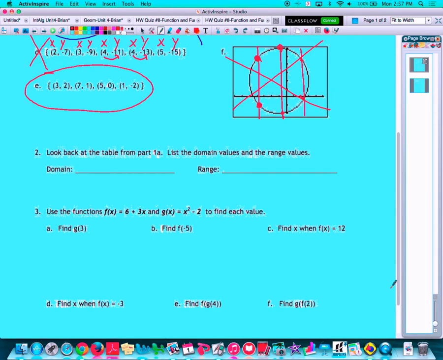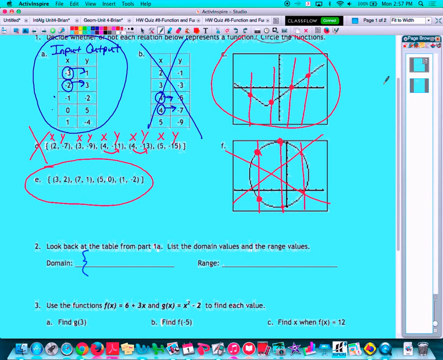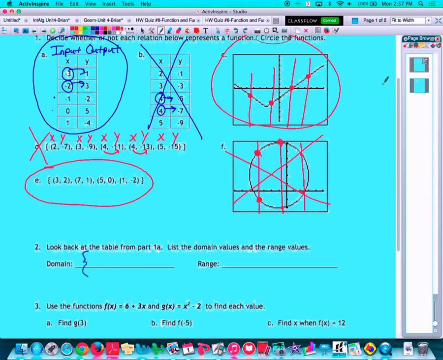Number 2, look back at the table from 1a, list the domain values and the range values. Remember, domain simply means all of the possible x values. We use the little bracket here to represent our set notation. So all the possible x values back in number 1a would be back up here, -3, -2, -1, 0, and 1. You wouldn't have to put them all in order, but generally that's helpful. So those are all the possible input values, all the possible x values.